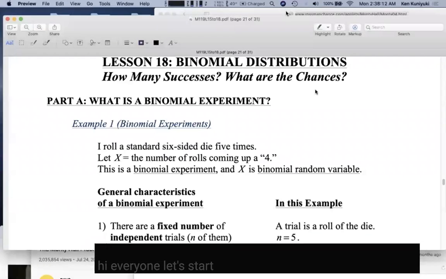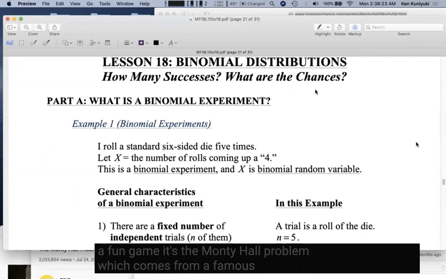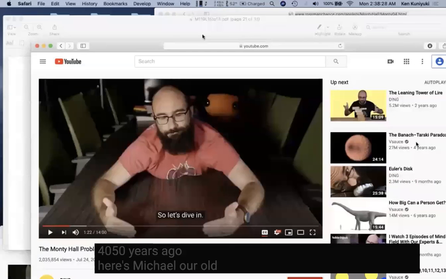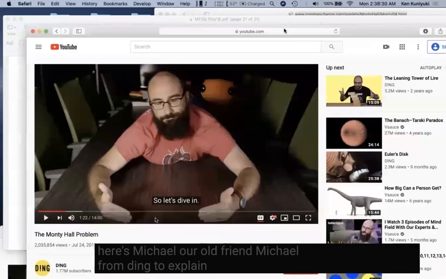Hi, everyone. Let's start lesson 18 on binomial distributions. How many successes and what are the chances? Actually, we're going to start this with a fun game. It's the Monty Hall problem, which comes from a famous game show from 40, 50 years ago. Here's Michael, our old friend Michael from Ding, to explain.